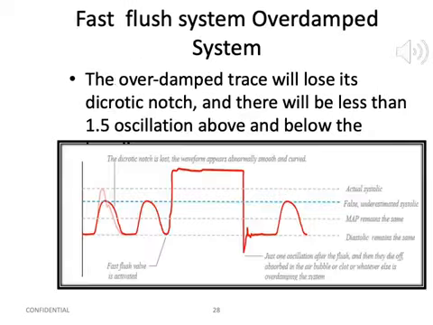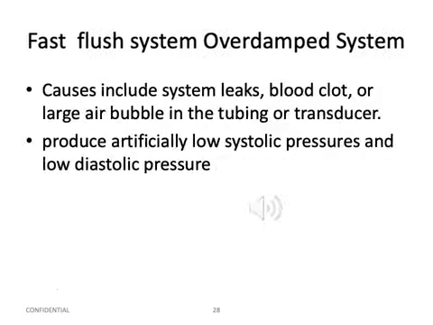الأوفردامد سيستم unlike الأندردامد الأوسكيليشن بتكون less than 1.5 above and below البيزلاين، تمام. ويوجوالي البروبلمز بتكون related لسيستم ليك، ممكن يكون عشان هيك usually we need to make sure إنه كل ستوب كوك إنه connected very well، ما في لوز بالستوب كوك. ممكن البلادي كلوت واللارج اير بابلز بالتيوب it could lead to overdamped. هلا الاوفردامد عكس تماما الاندردامد، بيعطيك a false low systolic and low diastolic pressure. ف these are the troubleshooting للاوفردامد والreadings اللي ممكن انه يعطيها.